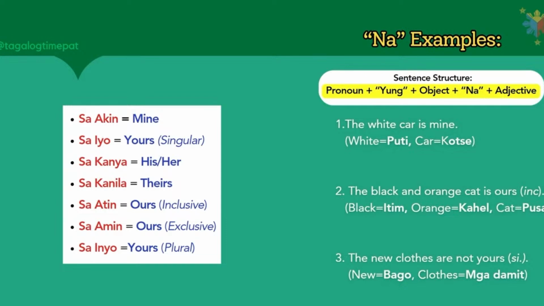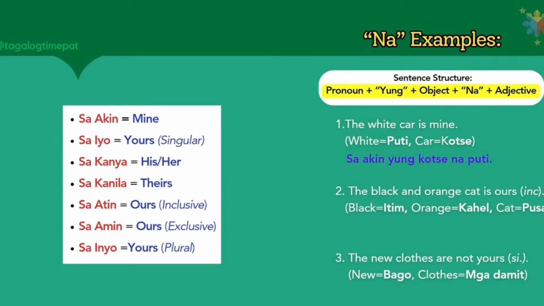The white car is mine. White is puti, car is kotse. So let's just follow this sentence structure. Pronoun first, sa akin, yung, then it's the object kotse, then it's the sentence marker na, and then it's puti, the adjective. Sa akin yung kotse na puti. The white car is mine. Sa akin yung kotse na puti.